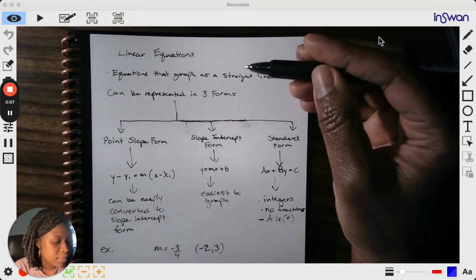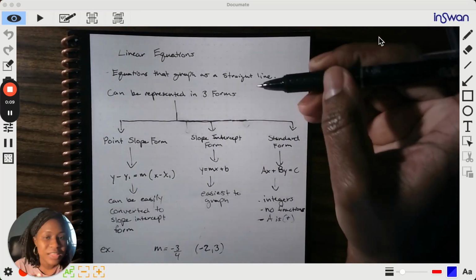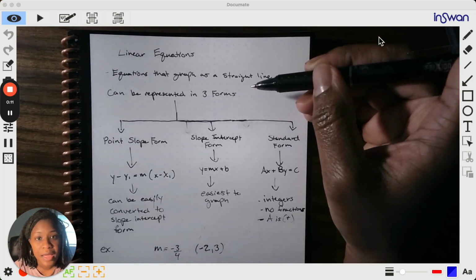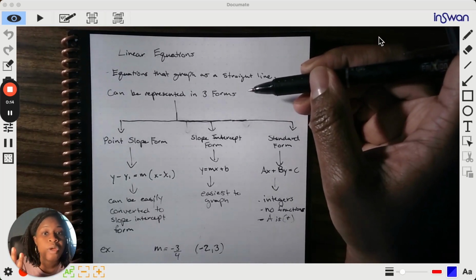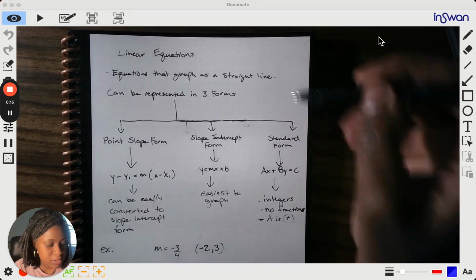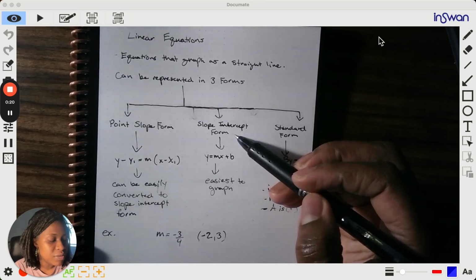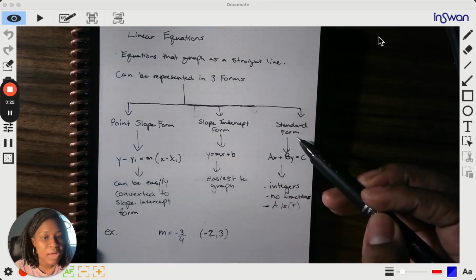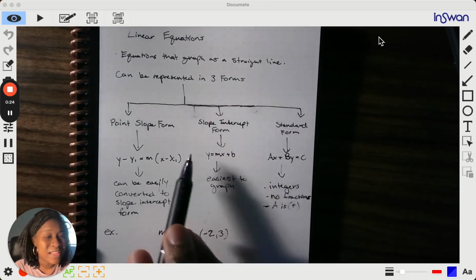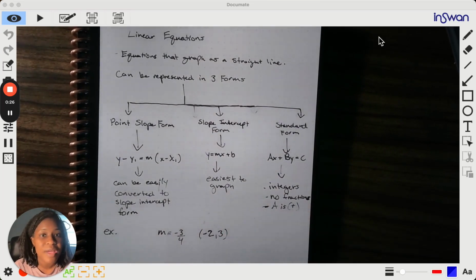So, when we're looking at linear equations in Algebra 2, of course, a linear equation is just a graph of a straight line. There are three ways we can represent these equations. We can either use what is called a point-slope form, a slope-intercept form, or a standard form. Now remember, these are just three ways of saying the same thing. You can write one line in three formats, which is what we're going to do as an example. Now each one has its benefits.